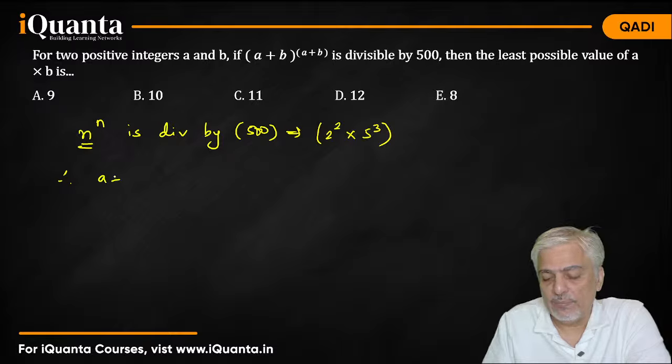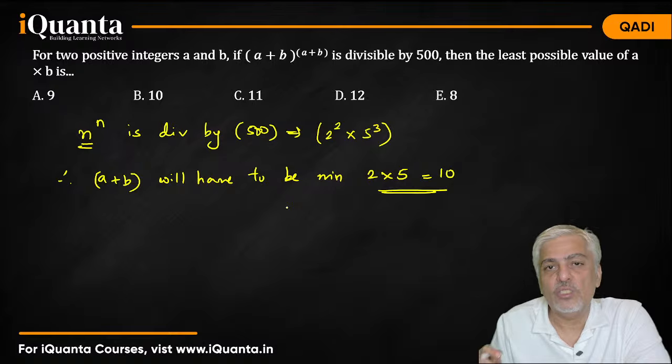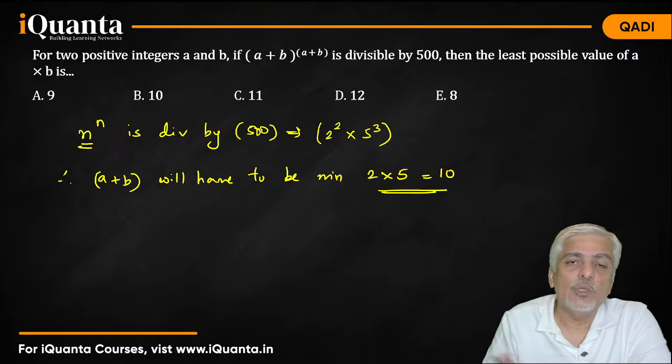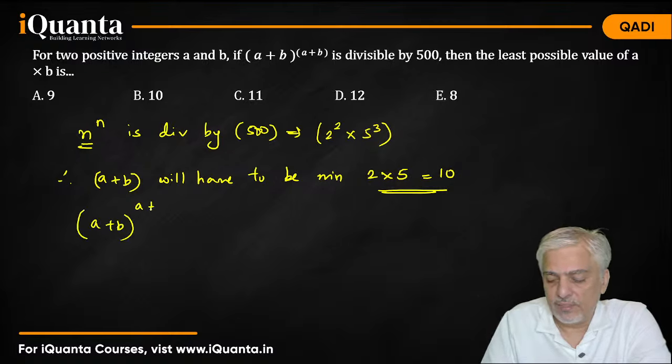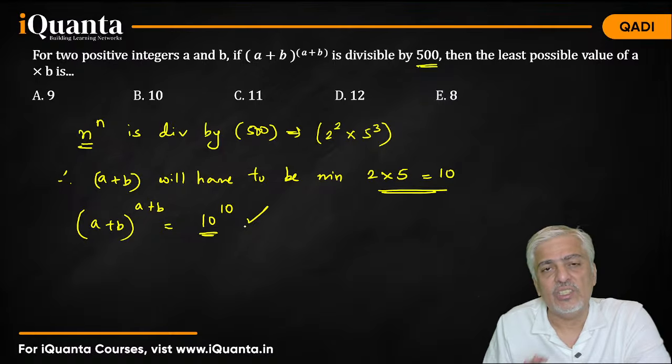Therefore, a plus b will have to be minimum 2 5's are 10, because without that there is no way it will be divisible. But suppose instead of 10, if you took any other number over there, you will never get divisible by 500. Now, a plus b raised to a plus b, just checking it, is 10 raised to 10, which has a lot of zeros. So it is definitely divisible by 500, no problem. So I have checked the condition, it is valid.